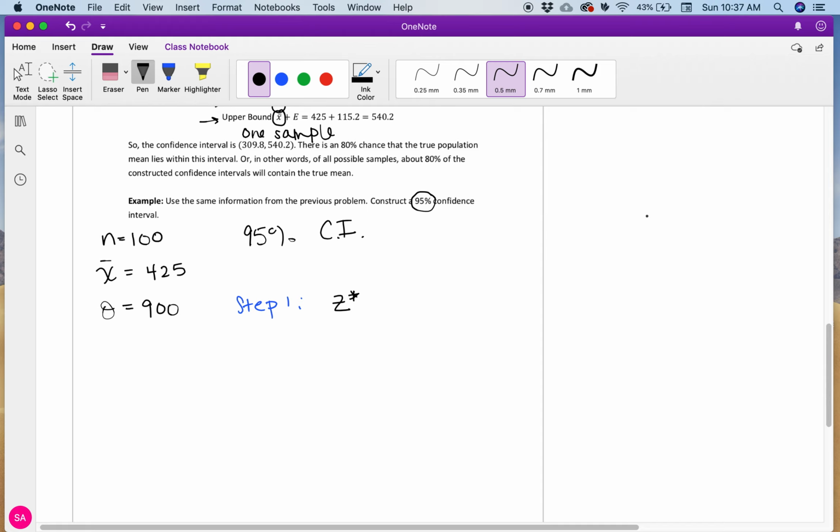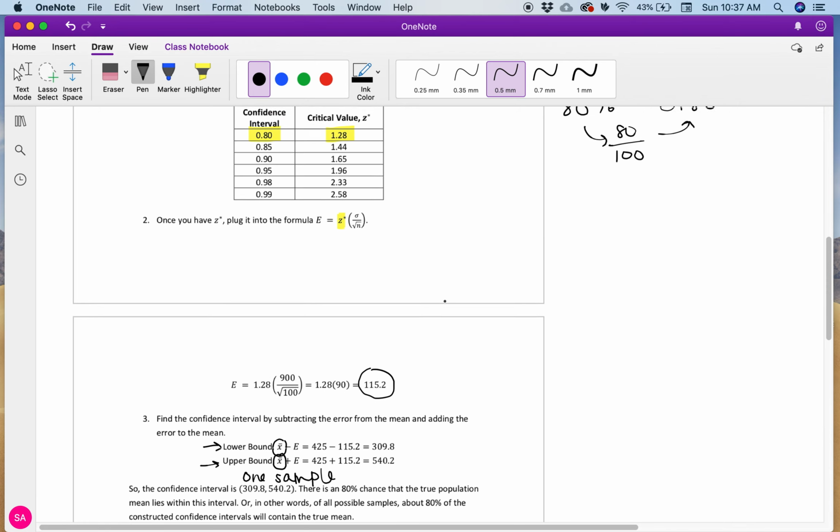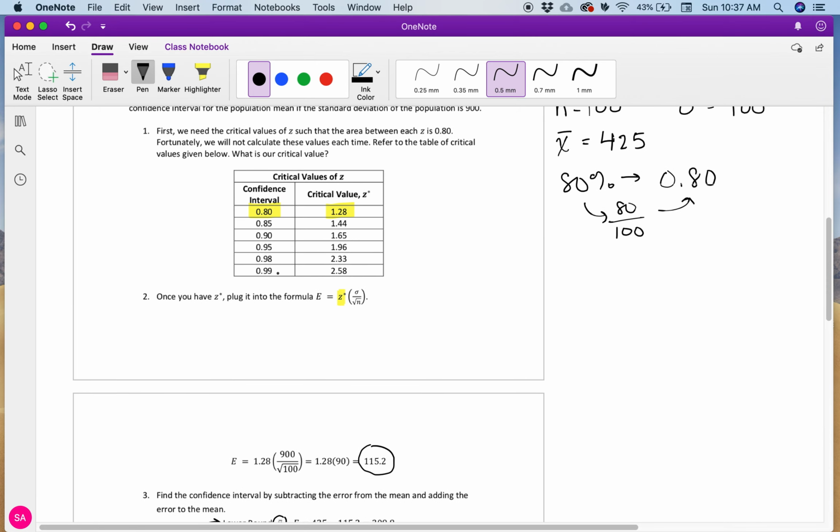Quick note on this. Hawks doesn't use Z star. They use this funky notation Z sub alpha divided by 2. And that's a little crazy looking. So we're just going to refer to it as Z star. Just a little bit easier notation wise. And again, to figure this out, you're going to look at this chart. When you're doing your homework, have your notes open and ready with this chart.